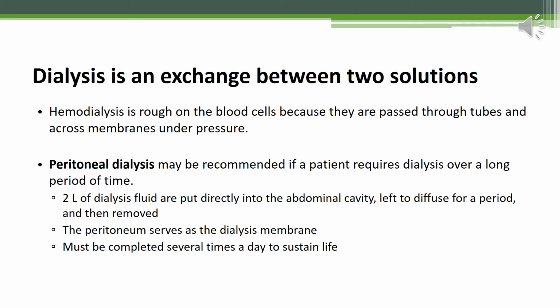There's another type of dialysis called peritoneal dialysis, which may be recommended if a patient requires dialysis over a long period of time, and this is obviously used in extreme cases. In this process, 2 liters of dialysis fluid are put directly into the abdominal cavity, left to diffuse for a period, and then removed. The peritoneum is actually what serves as the dialysis membrane in this process, and this must be completed several times a day in order to sustain life.